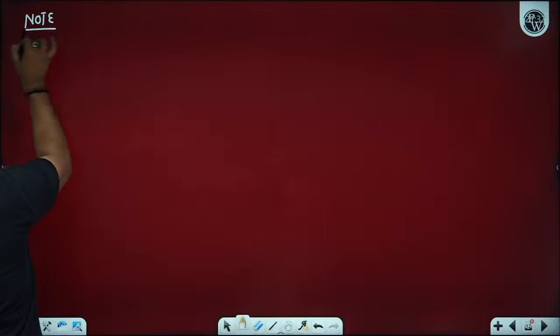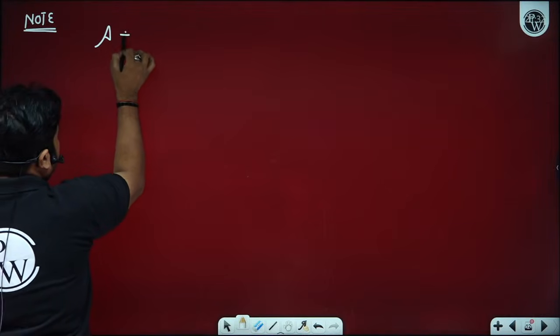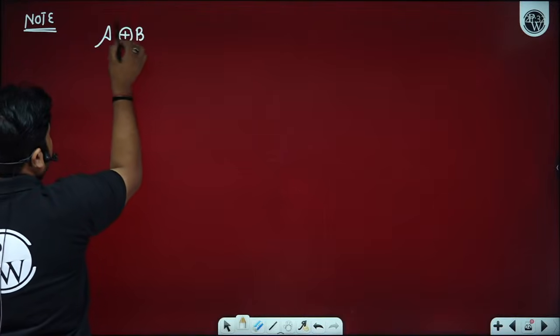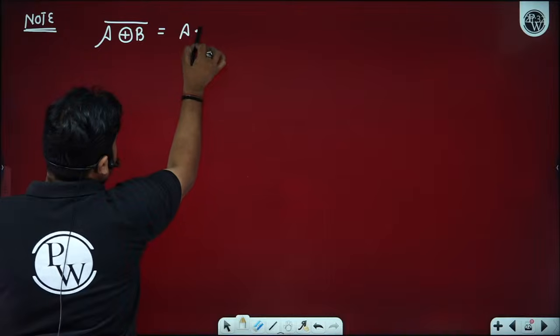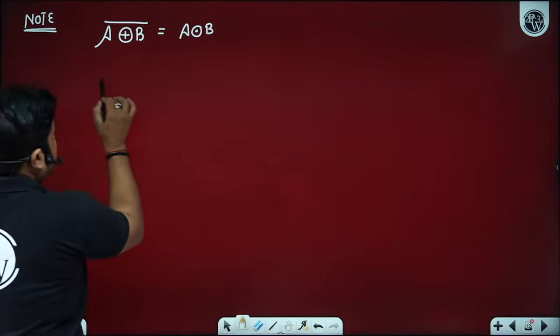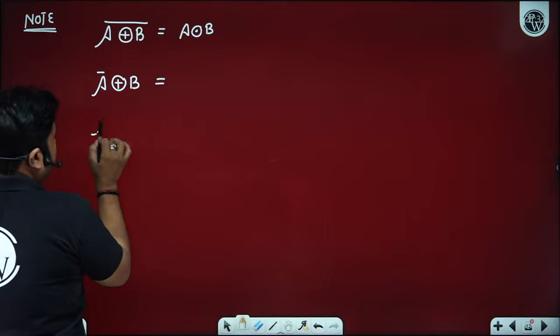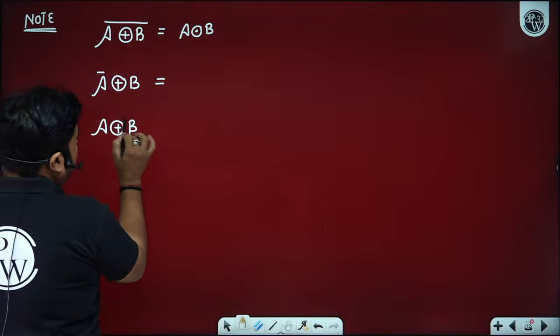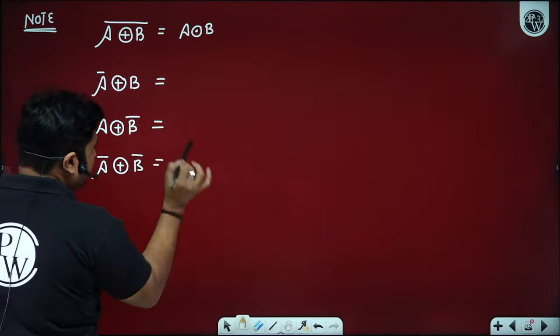Please observe. A XOR B whole bar is nothing but A XNOR B. Is it okay? Yes, sir. If we have A bar XOR B, then what happened? If we have A XOR B bar, then what happened? If we have A bar XOR B bar, then what happened?